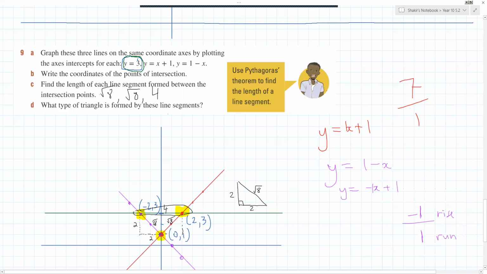What do you call a triangle which has 2 equal sides? And I'm sure you know it is an isosceles triangle. Isosceles triangle. And we're done.